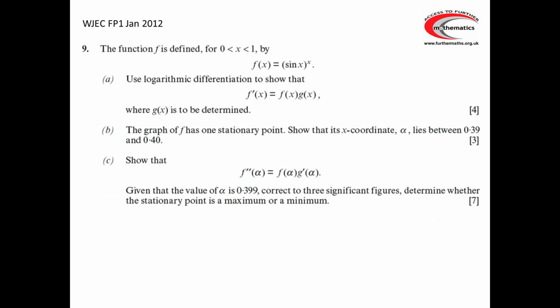Okay, let's now have a look at an example on logarithmic differentiation from the January 2012 paper. And the function that we are considering this time is the function f of x equals sine x to the power x. And the first part of the question, we've got to use some logarithmic differentiation to show that f dash x can be written as f of x times g of x. And we've got to determine what g of x actually is.